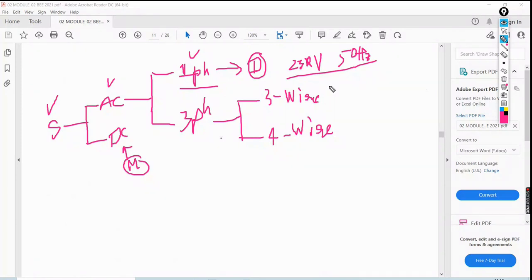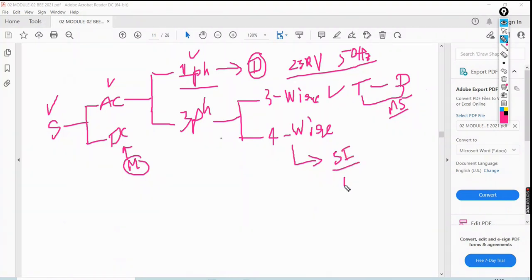We can use the three-phase power supply especially from the transmission point of view and the primary distribution point of view. Again, you are going to learn this in module number 5: what is transmission, what is distribution. There we can discuss in detail. Then the 4-wire system will be used for small scale industries.